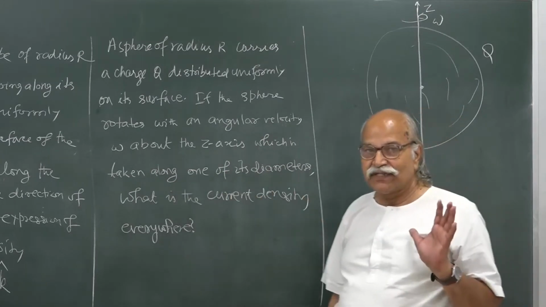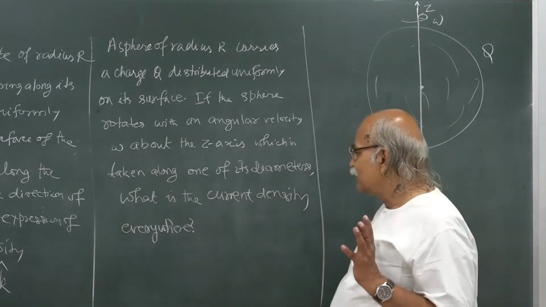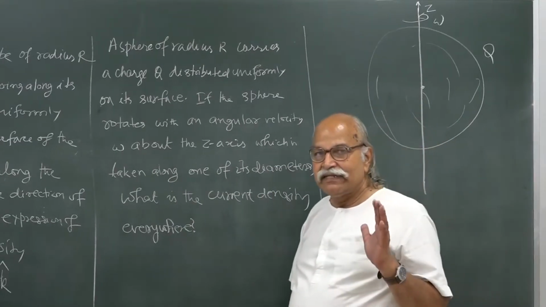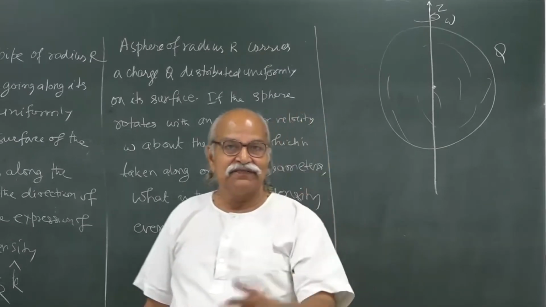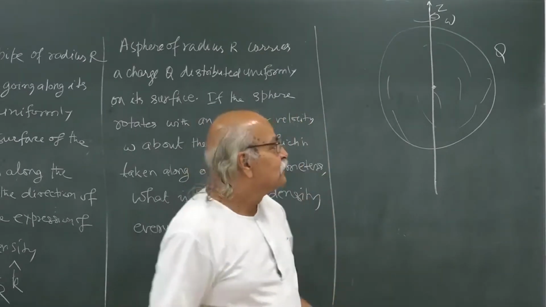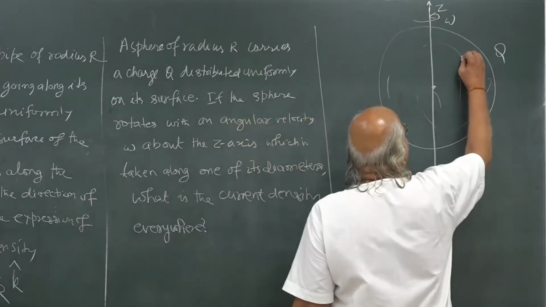So, that is the situation, and you have to find the current density everywhere. So, current density is only on the surface of this sphere, because the charges are only on the surface of the sphere. So, take any point on the surface.